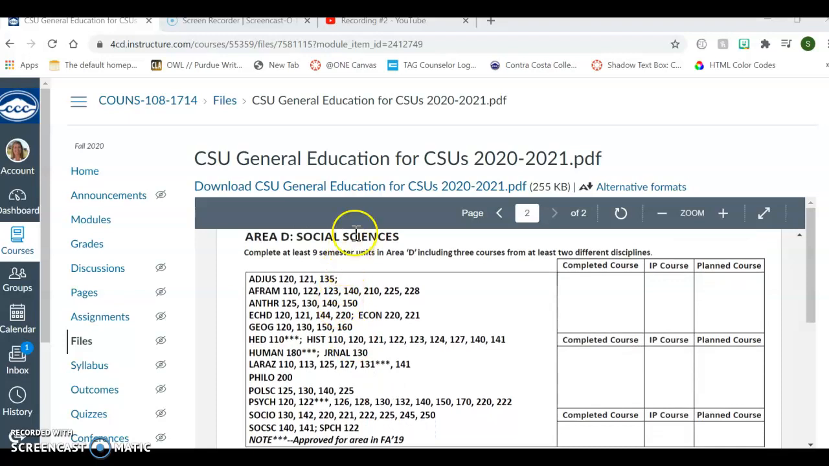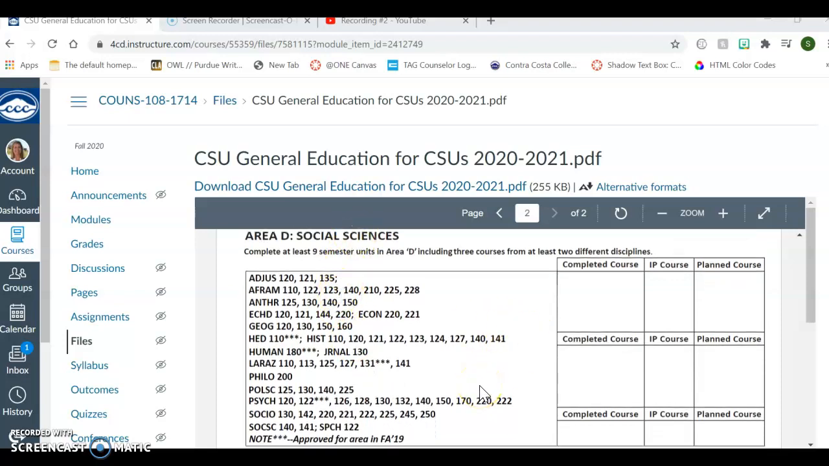In Area D, Social Sciences, again, this is 3 courses from any area. At least 2 courses have to be from a different area. So, for example, you couldn't just take all 3 of these AJUST courses to complete this. You could, however, take 2 Administration of Justice courses and then add AFRAM 110 to complete it. You also can take courses from 3 different disciplines if you'd like.